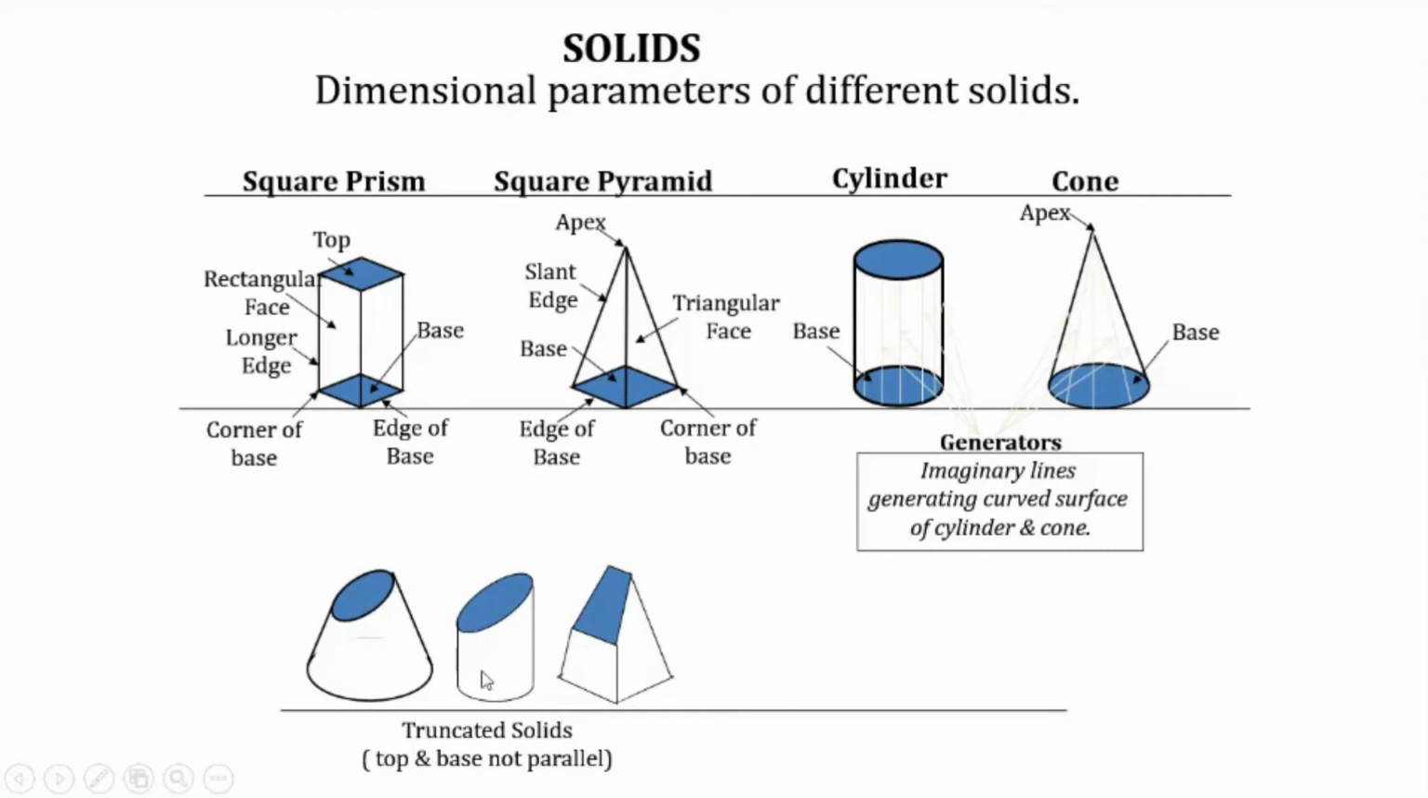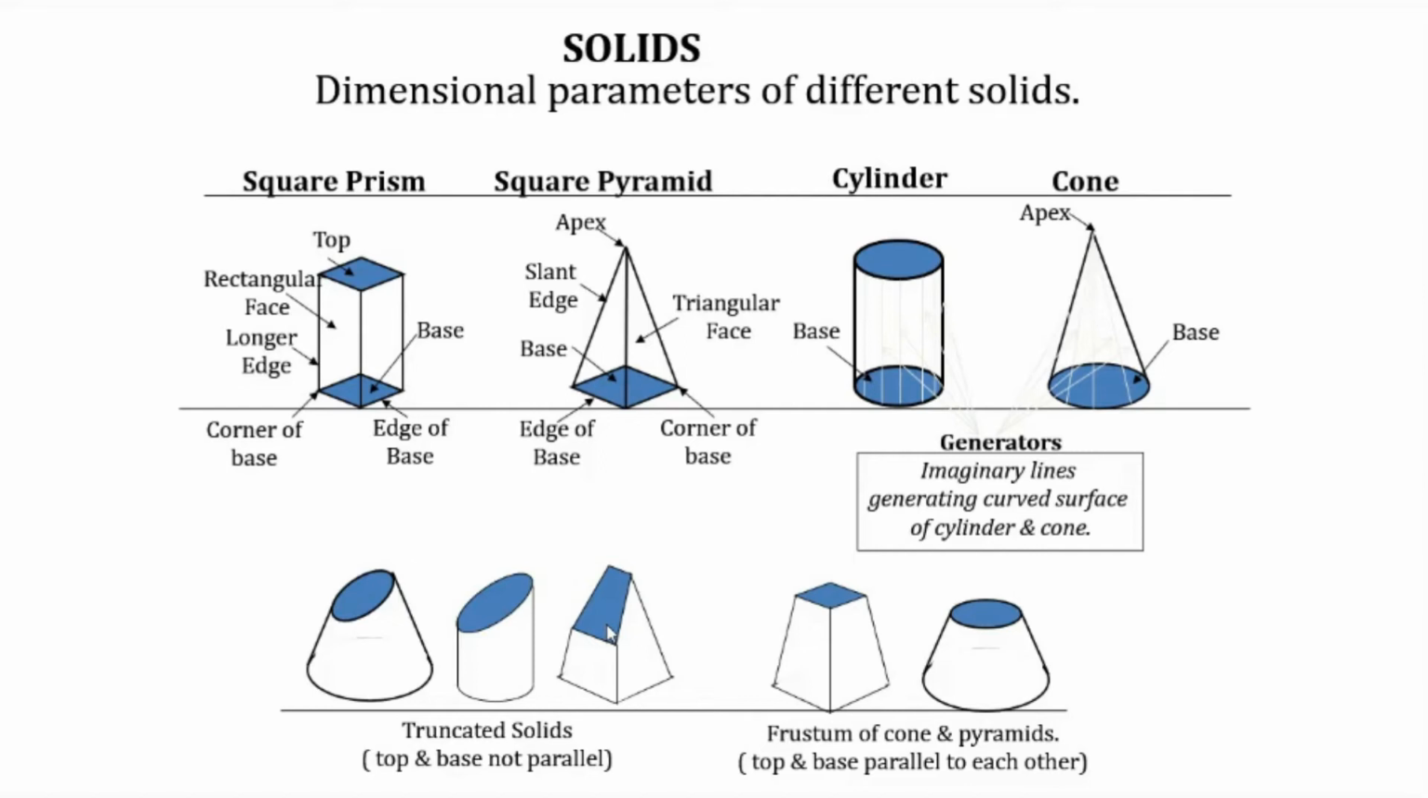This is a part of a cylinder. This is a part of a pyramid. There can be a part of a prism also. So when the top is not parallel to the base, it is known as a truncated solid. Then there is another condition. This is a frustum. In the case of a frustum, the top and base are parallel, but it is part of a pyramid or a cone.